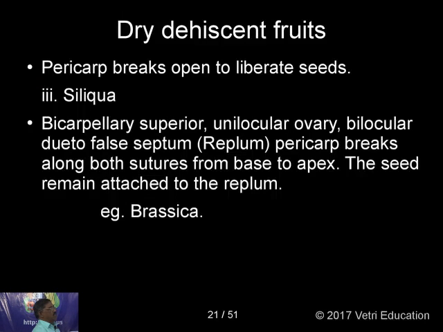The siliqua is a bicarpellary syncarpous ovary that is unilocular and becomes bilocular. Actually, it is a unilocular ovary with parietal placentation, and later a separate wall develops in between so that it becomes bilocular. The name of this wall is the false wall, or replum. Because of the replum it becomes bilocular, and it breaks on both sides, and the seeds are attached on the replum.